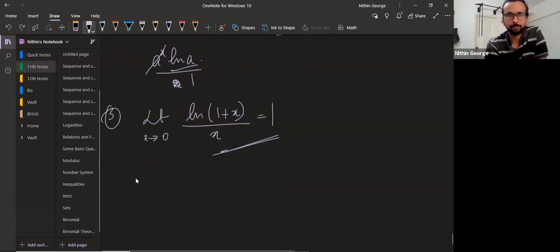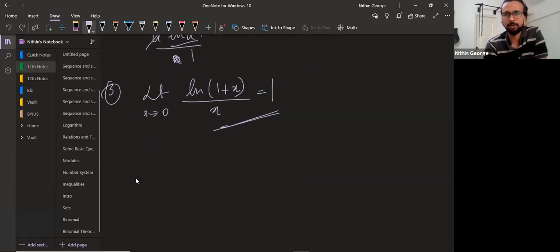Okay, just remember this part. Because when you differentiate ln of 1 plus x, what do you get? 1 by 1 plus x. And then the denominator becomes 1 here. So when you put x into 0, you get 1 remaining here. 1 is all that remains.